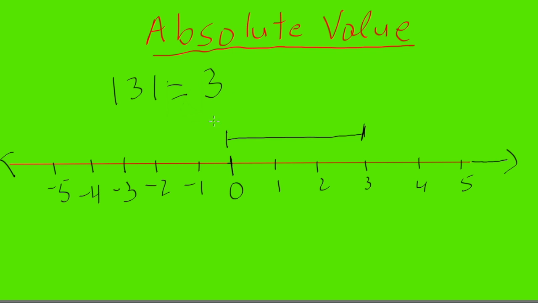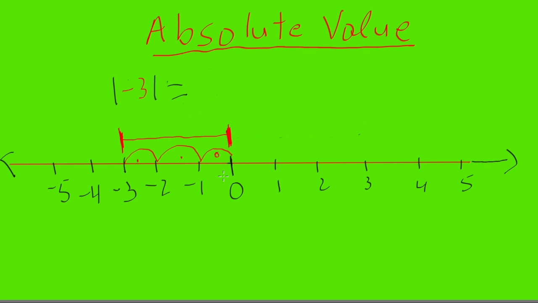Now let's look at another example. Let's say we ask to find the absolute value of -3. The absolute value of -3 is going to be the distance from 0 to -3. Now all you have to worry about is the distance: 1, 2, 3. So when you're finding the absolute value of a negative number, all you have to worry about is how many intervals you take before you get to the number. So in this case it is 1, 2, 3.